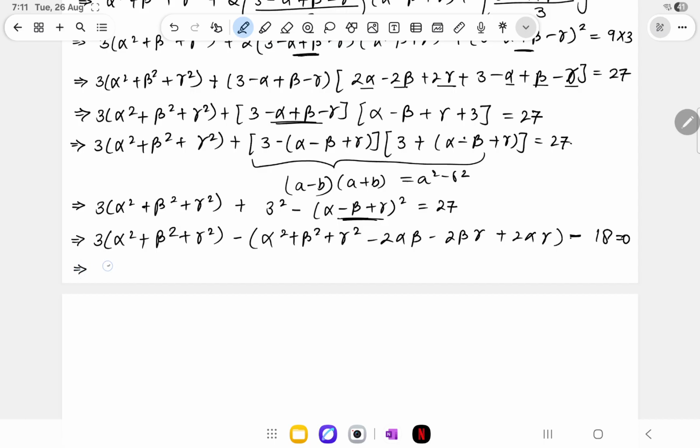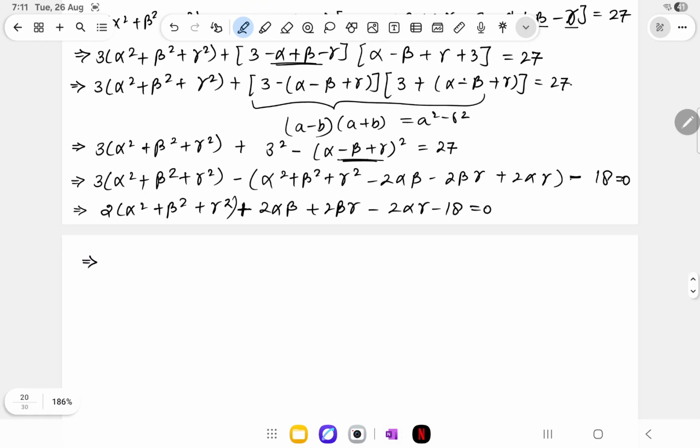So I was left with 2 into alpha square plus beta square plus gamma square, minus, no, it's plus 2 alpha beta plus 2 beta gamma minus 2 alpha gamma minus 18 is equals to 0. I can divide the whole equation by 2, so I'll get alpha square plus beta square plus gamma square plus alpha beta plus beta gamma minus alpha gamma minus 9 equals to 0.